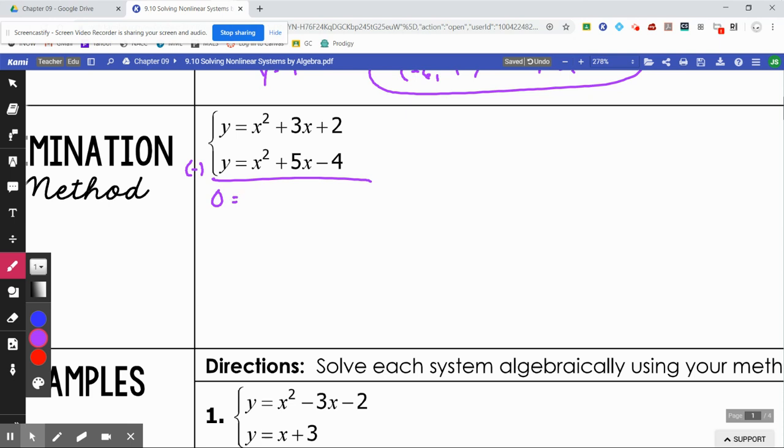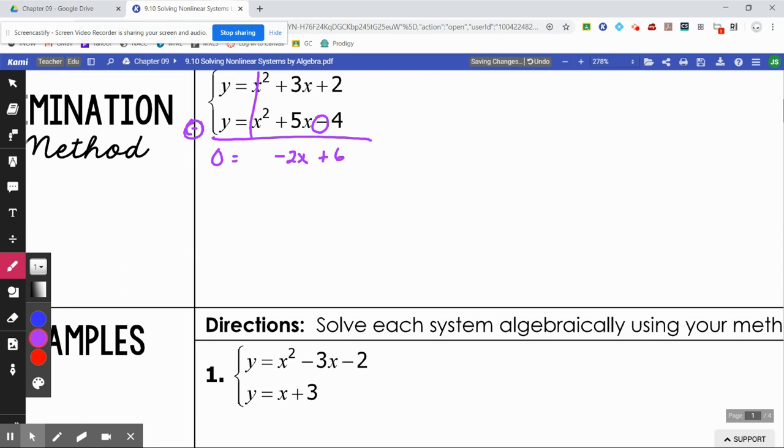Elimination method makes you got to make sure that one of the 2 variables completely cancels. Like if you're going to cancel x's here, you got to make sure x squareds and x's both cancel. But the y's cancel completely, so we're fine. X squared minus x squared actually cancel out as well. 3x minus 5x gives you negative 2x, and 2 minus negative 4 gives you a positive 6. Minus a minus is a plus. And there's what you're left with.